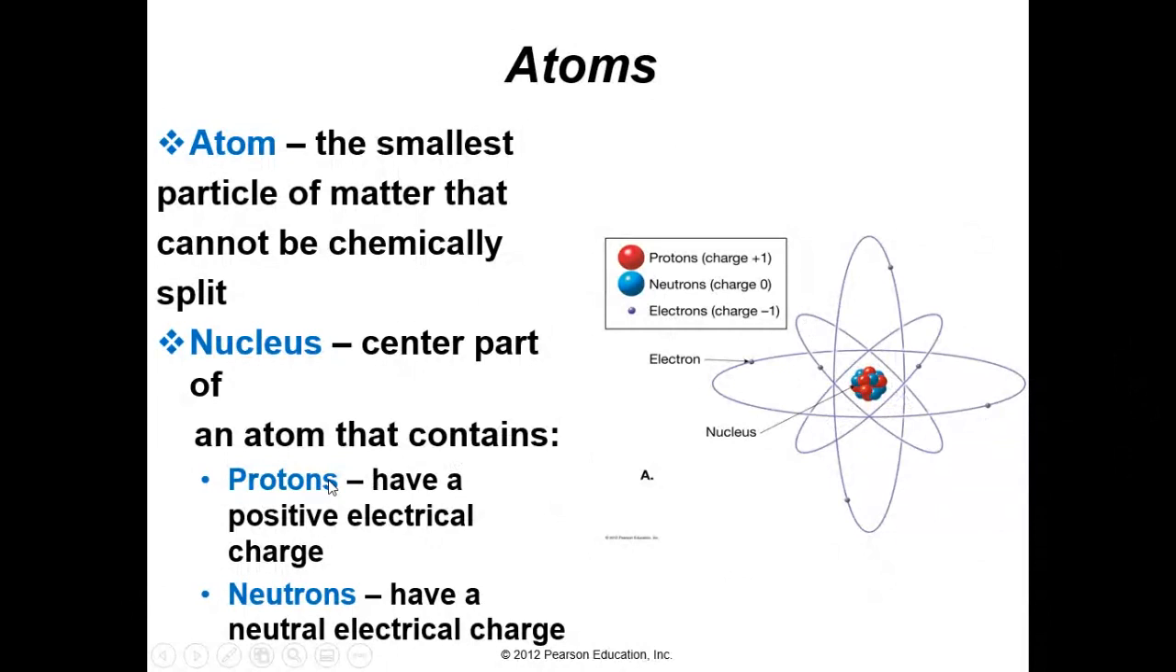Protons have a positive electrical charge, and the protons are shown here as these red circles. Neutrons, which are shown in blue, have a neutral electric charge. In the next couple of slides, I'll explain what these protons and neutrons do. Then you also have electrons, which are basically little balls zooming around the nucleus in all sorts of different directions.